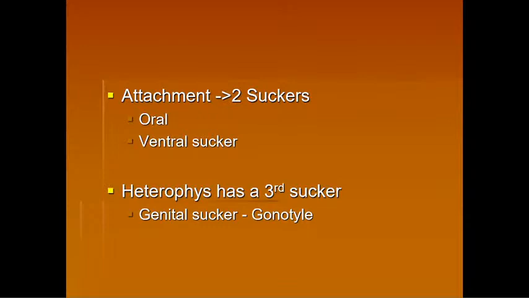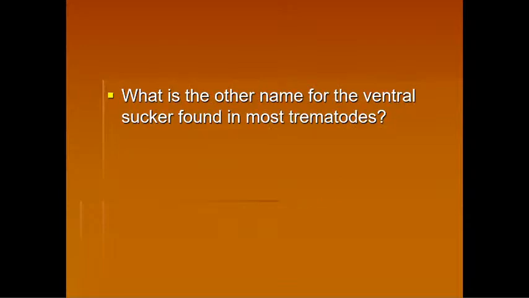All right. Now, gonotyl, a genital sucker. Now, let's move on to the other name used for the ventral suckers found in most trematodes. It's known as the acetabulum. Right? Acetabulum. So it's a vinegar cup. If you want to be specific when it comes to Latin terminologies, or rather Greek terminologies, acetabulum basically translates to a vinegar cup, because that's the appearance of it. It looks like a vinegar cup. Okay, so it's a ventral sucker. That's the term for the ventral sucker.